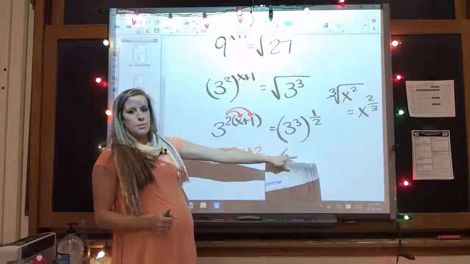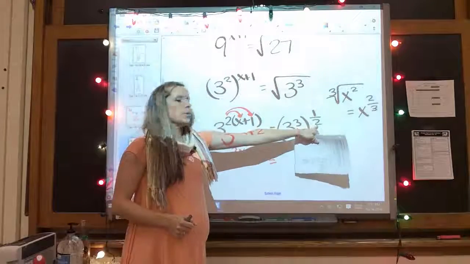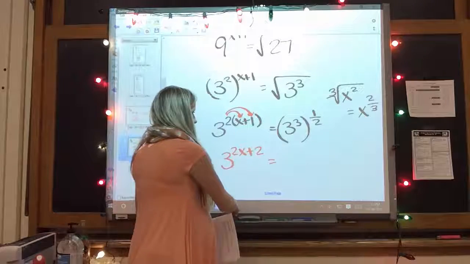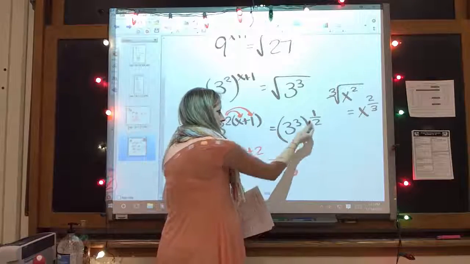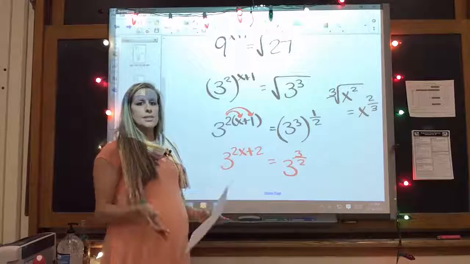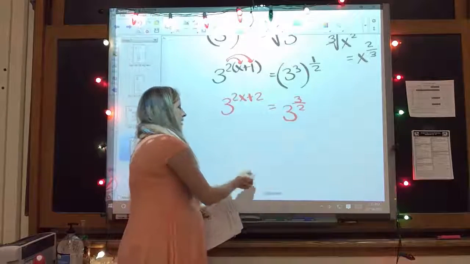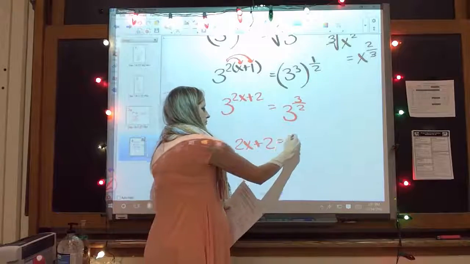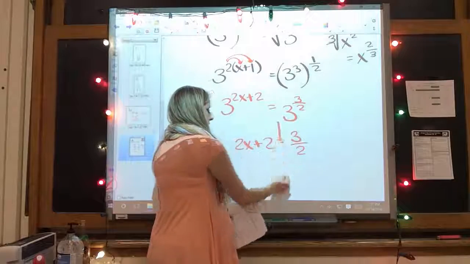All right, so back to our problem. We have 3 cubed to the 1/2. So power to a power, we're going to multiply them. So that would be 3 to the 3/2. And now it's condensed. Now I can set my exponents equal to each other and solve for x.